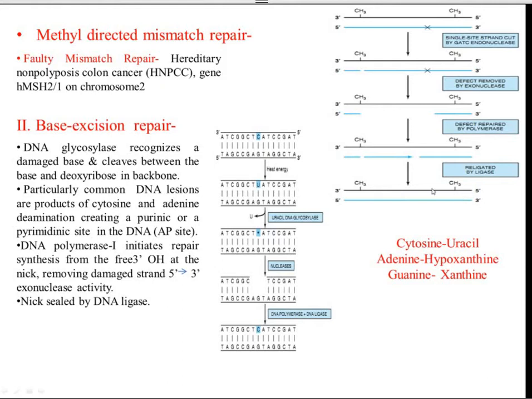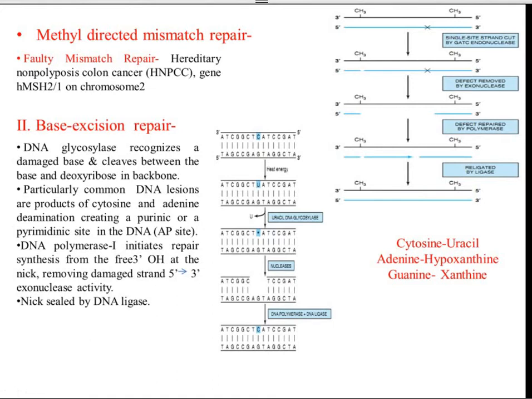So once again, a GATC sequence is recognized. Then near that GATC sequence, the adenine molecule will be methylated so that the parent can be distinguished from the daughter strand, right? Once that is done, a GATC endonuclease enzyme will nick. At this nick, the exonuclease enzyme will now start acting.